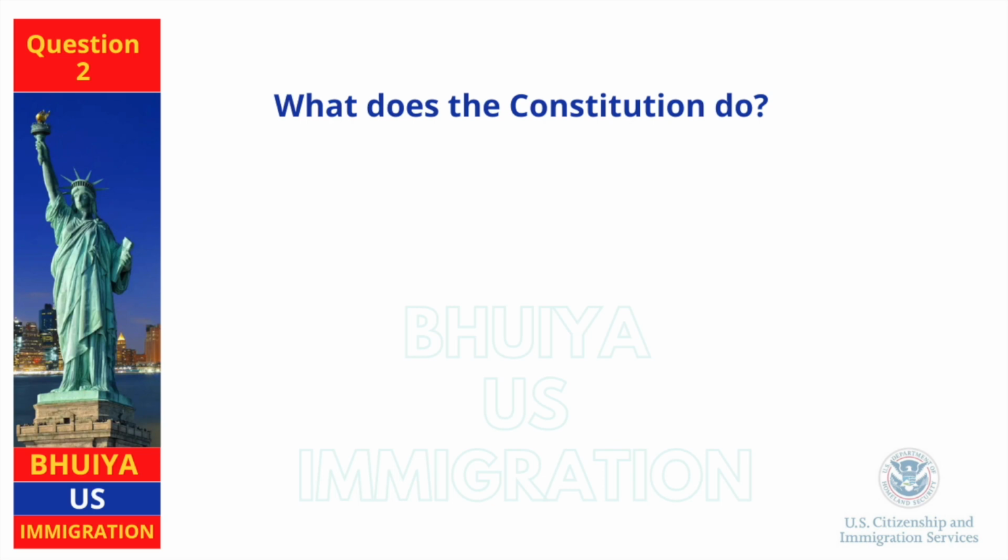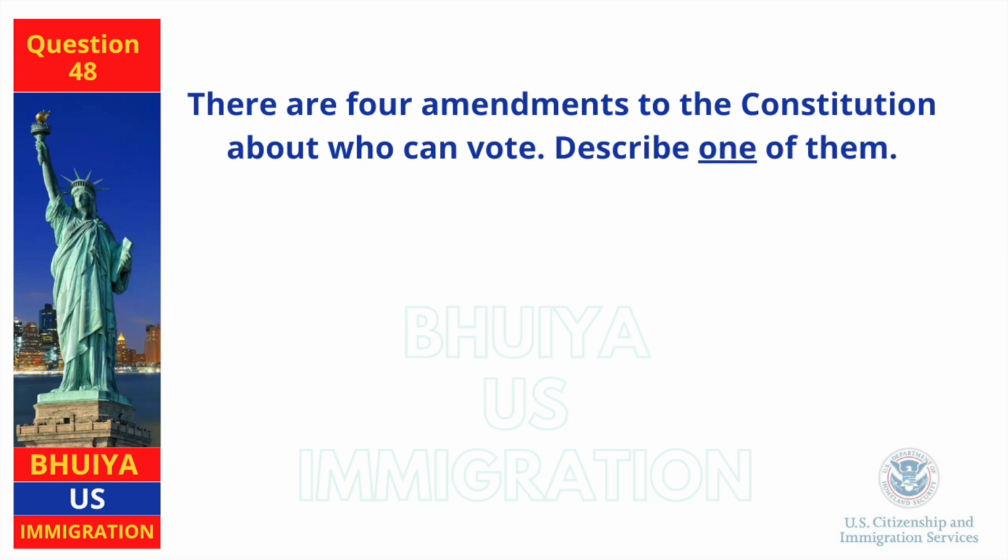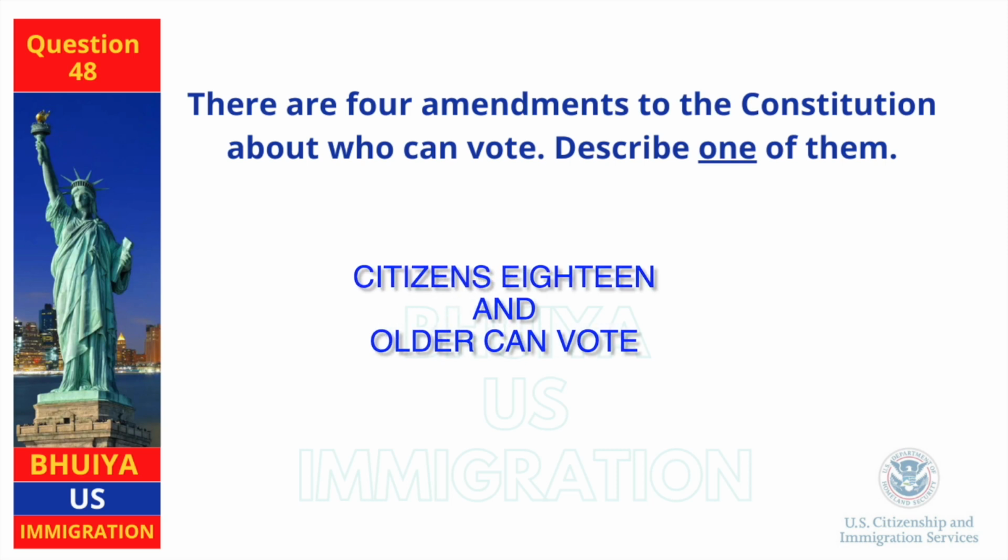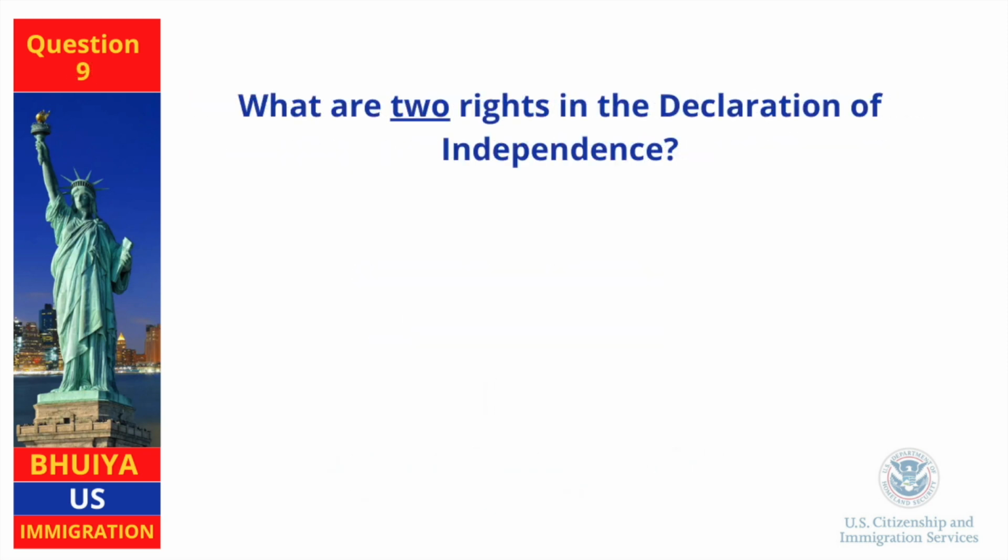What does the Constitution do? Sets up the government. When was the Constitution written? 1787. There are four amendments to the Constitution about who can vote. Describe one of them. Citizens 18 and older can vote. What are two rights in the Declaration of Independence? Life, liberty.